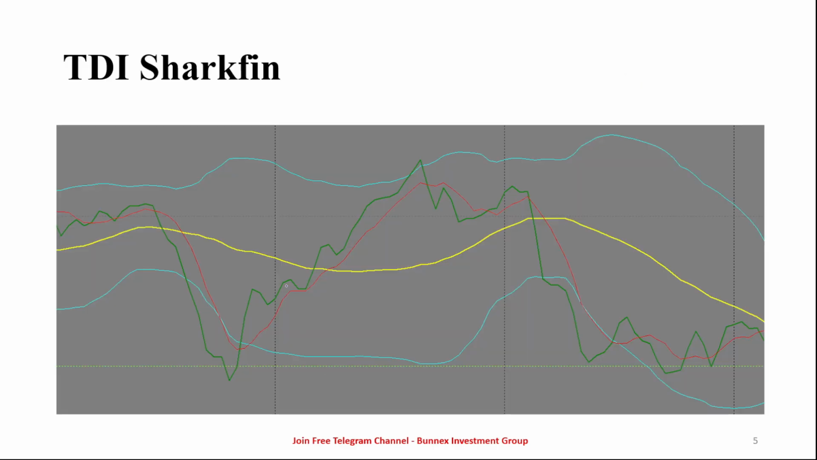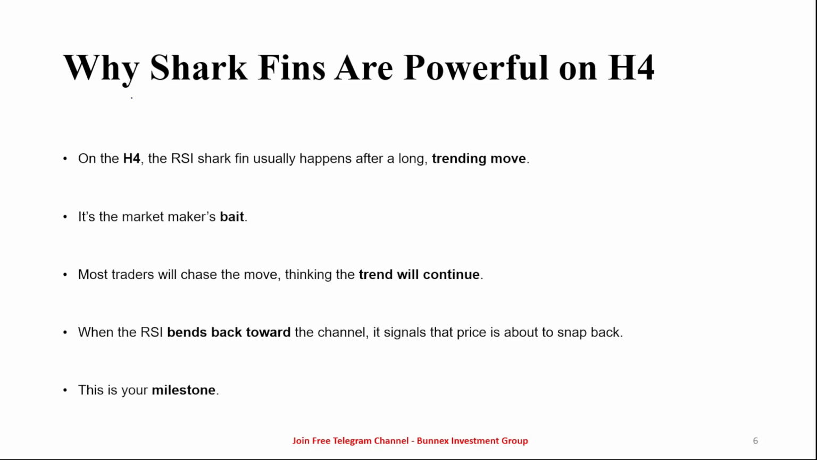All right, so here we can see an example of a snippet from the TDI where this green line is the RSI line. Whenever the RSI line goes outside these blue bands, that is what we refer to as the shark fin. So this is a shark fin and this is also a shark fin, right? Basically these are the lines that are necessary for this particular strategy when we are talking of the TDI shark fin.